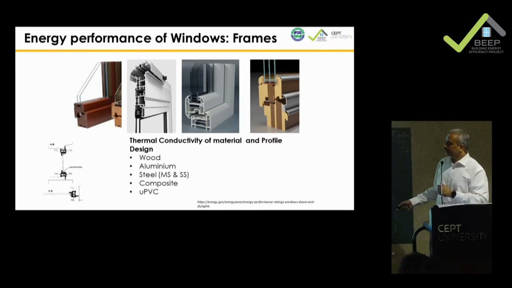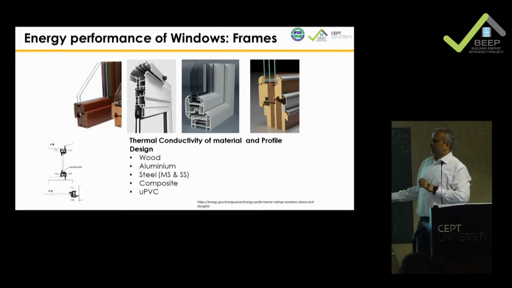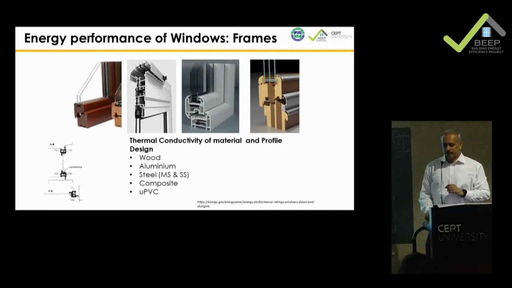You have various kinds of materials: wood, aluminum, that's MS steel. Now you have stainless steel also. You have composite, and you have UPVC windows as well. When you start looking at glass, we all know that double glazing units can reduce the conduction, but if these double glazing units have been placed in aluminum, it is not going to help you. And hence, people have started working with very complex systems of construction of the frame.